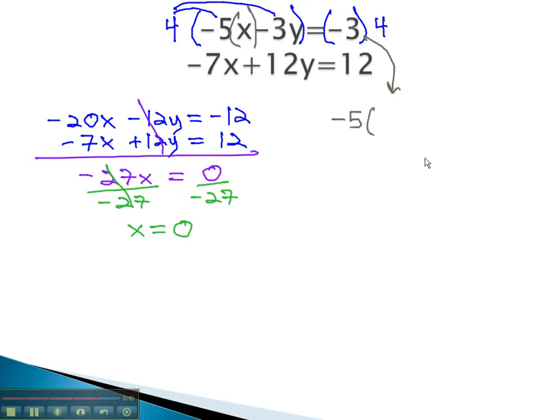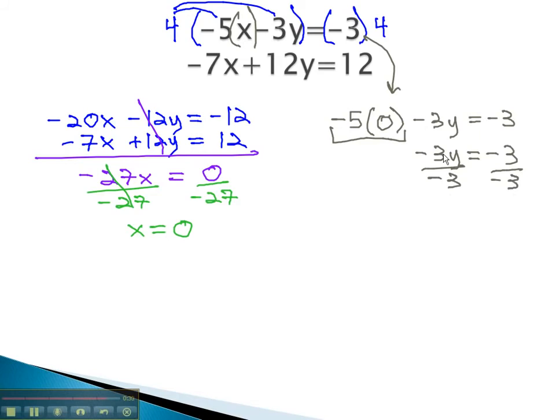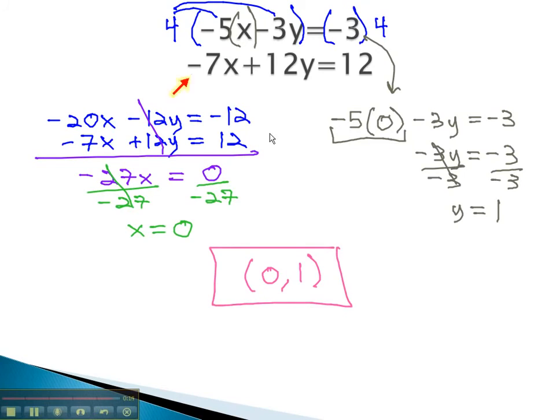Negative 5x, or negative 5 times 0, minus 3y equals negative 3. Negative 5 times 0 is simply 0, so we have negative 3y equals negative 3. Dividing both sides by negative 3, and y is equal to 1. We now know what x and y are in this system. As an ordered pair, x comma y, 0 comma 1 is the solution to our system of equations.